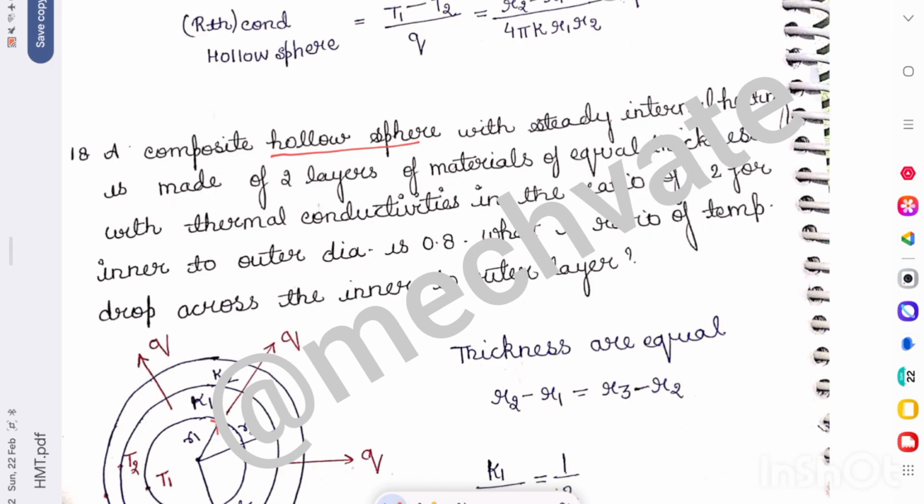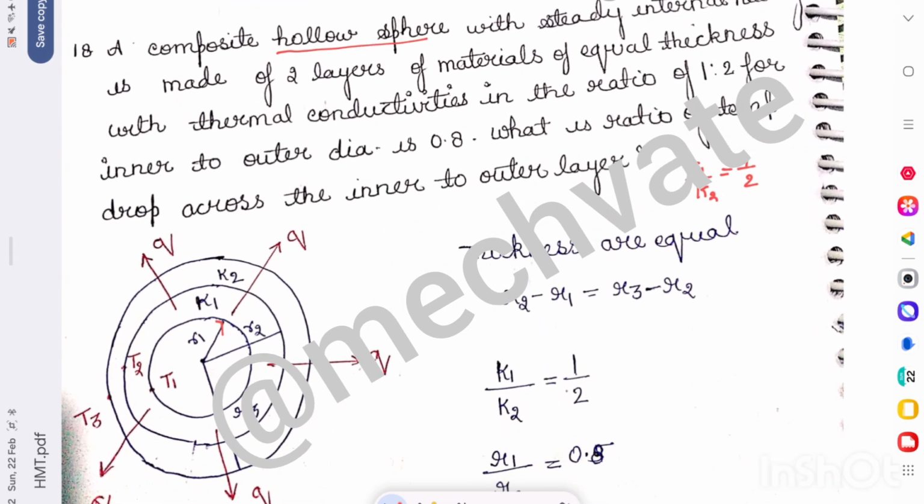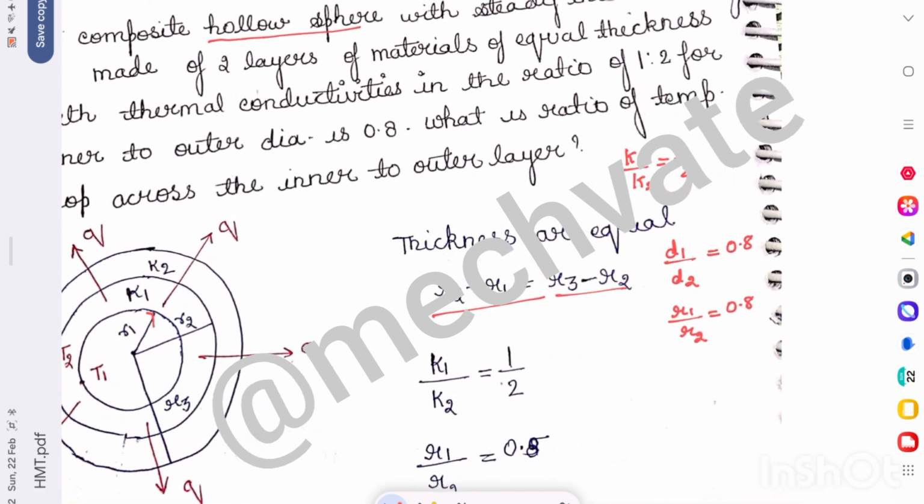Both layers have equal thickness, with thermal conductivity K1 and K2 in the ratio 1:2 for inner to outer. The diameter ratio D1 by D2 is 0.8, or R1 by R2 is 0.8. The thicknesses are equal, so R2 minus R1 and R3 minus R2 are equal.